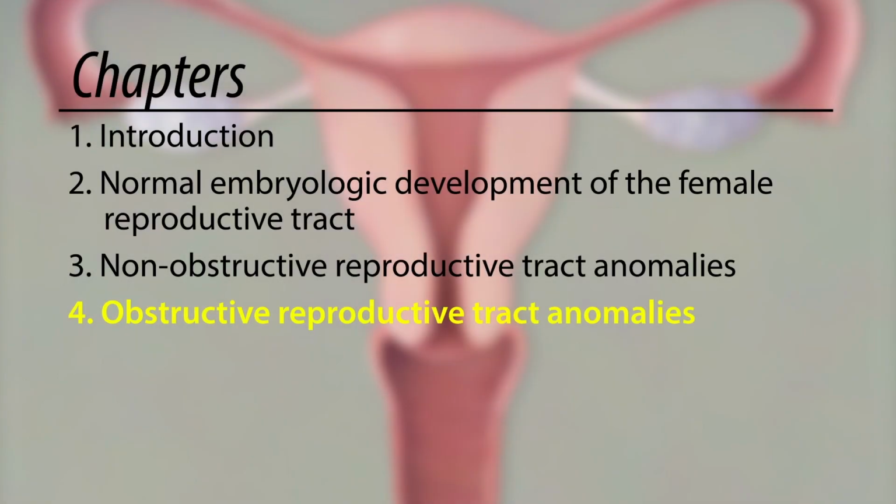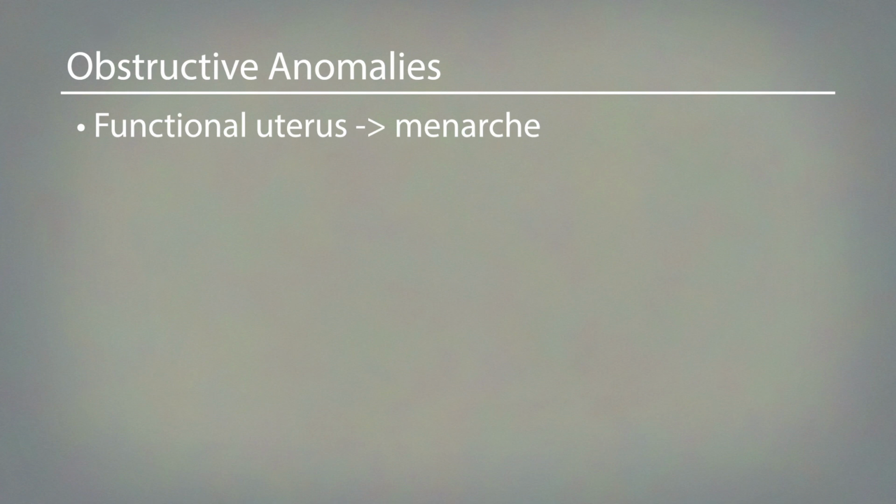Chapter 4: Obstructive Reproductive Tract Anomalies. In some anatomical variants, menarche occurs due to a functional uterus, but blood cannot flow out due to a blockage at the level of the cervix or vagina.